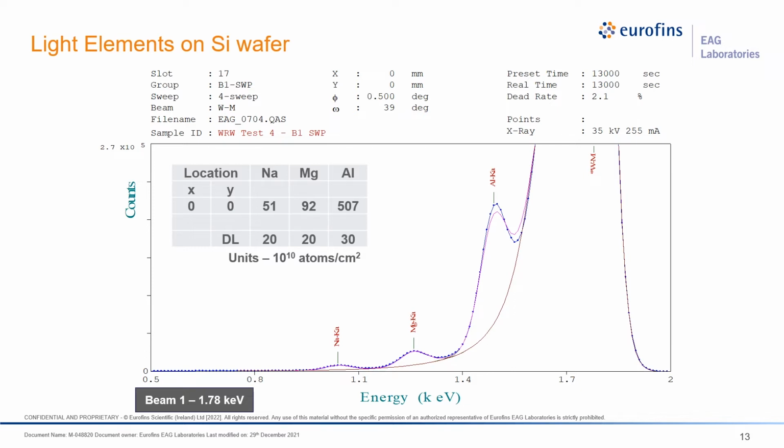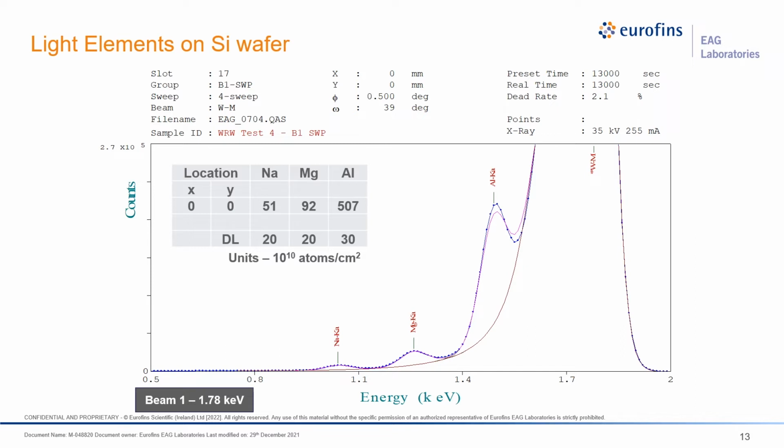And what we see here in the pattern is a very strong peak labeled tungsten M, and this is our incident beam energy that the detector picks up. And then we have peaks for aluminum, magnesium, and sodium just above the background.